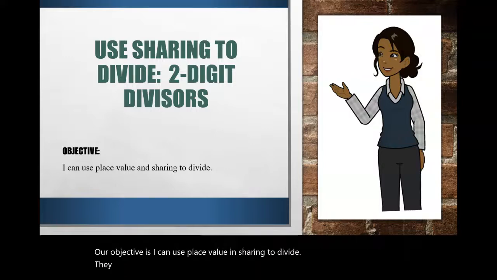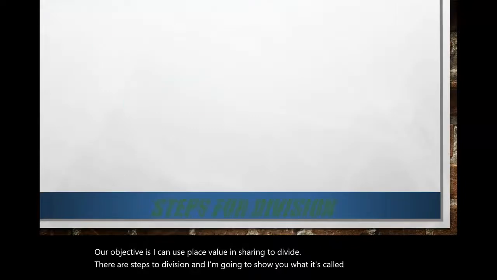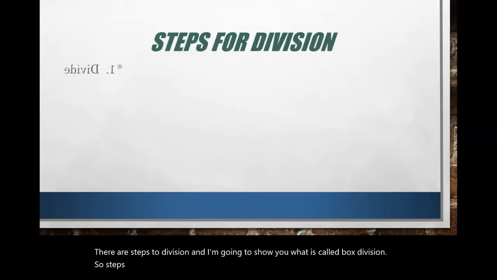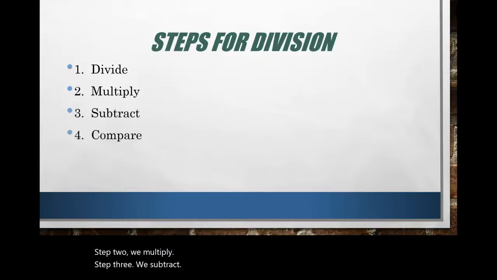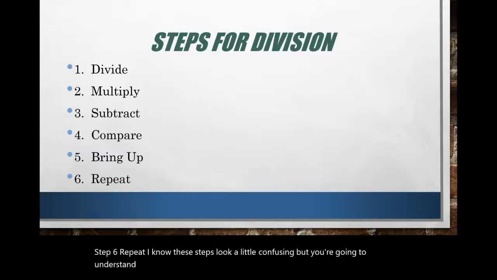There are steps to division, and I'm going to show you what is called box division. So steps for division. The first step is we divide. Step 2, we multiply. Step 3, we subtract. Step 4, compare. Step 5, bring up. Step 6, repeat. I know these steps look a little confusing, but you're going to understand them once we move into our example.